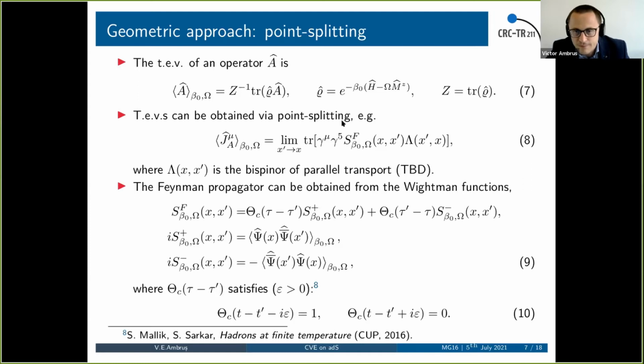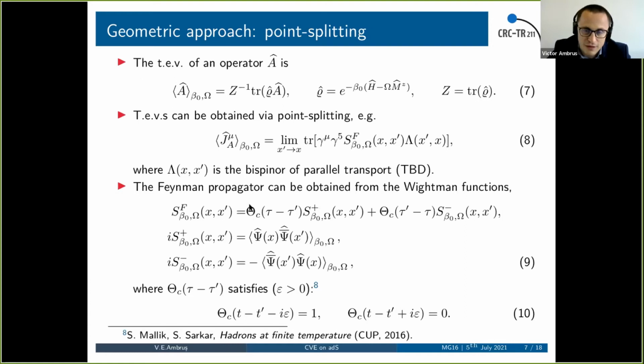Using point splitting, one can obtain, for example, for the axial current, its expectation value by taking the coincidence limit and the trace over the spinor indices of the corresponding propagator for this state at finite temperature and rotation. In order to find this propagator, which is going to be the topic of the next slide, it's useful to consider its decomposition along the causal structure.